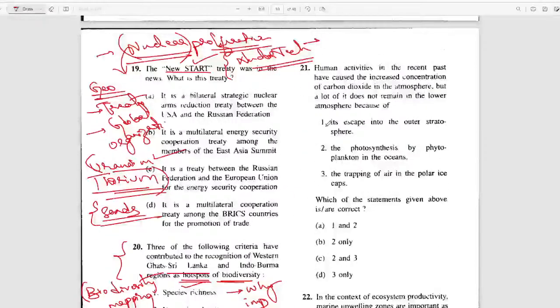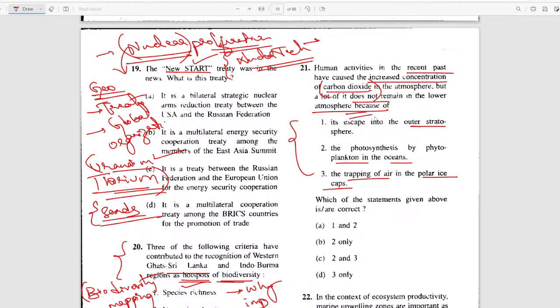Next is the 21st question. Human activities in the recent past have caused increased concentration of carbon dioxide in the atmosphere, but a lot of it does not remain in the lower atmosphere because of: it escapes into the outer stratosphere, the photosynthesis by phytoplanktons in the oceans, the trapping of air in the polar ice caps. So go through this about carbon dioxide, the emissions of carbon dioxide and the impacts of carbon dioxide, and why it doesn't stay in the atmosphere.